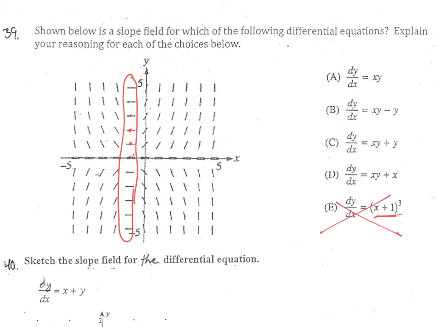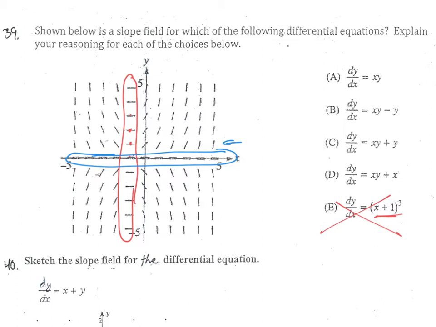The other thing I look for is rows of slope the same, and I only have one row of slopes the same, and that's at y equals 0. If I go up to the next row, the slopes are changing, and the same thing happens as I move along other rows. If the entire row had the same slopes, then I would be looking for a differential equation that just has a y in it. Well, it turns out all of those have both x and y. So I did the easy elimination. Now I have to dig in a little bit more.